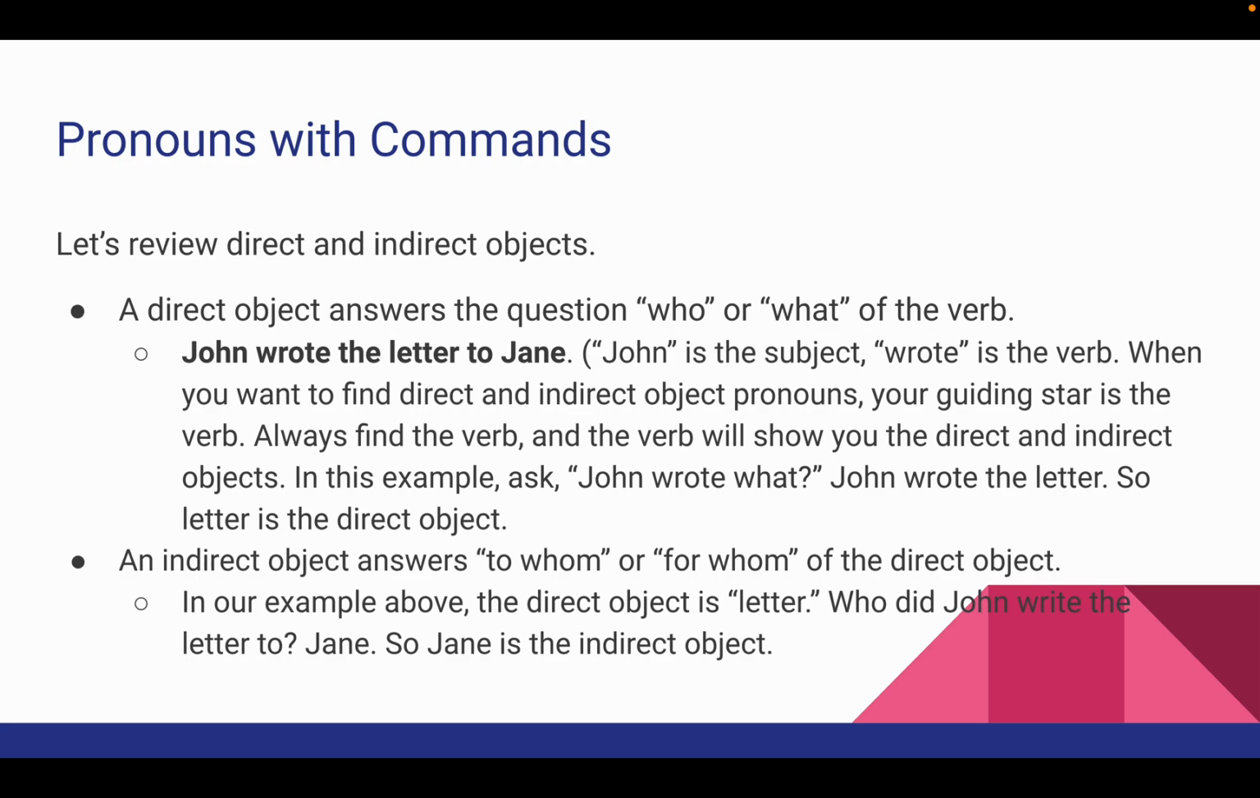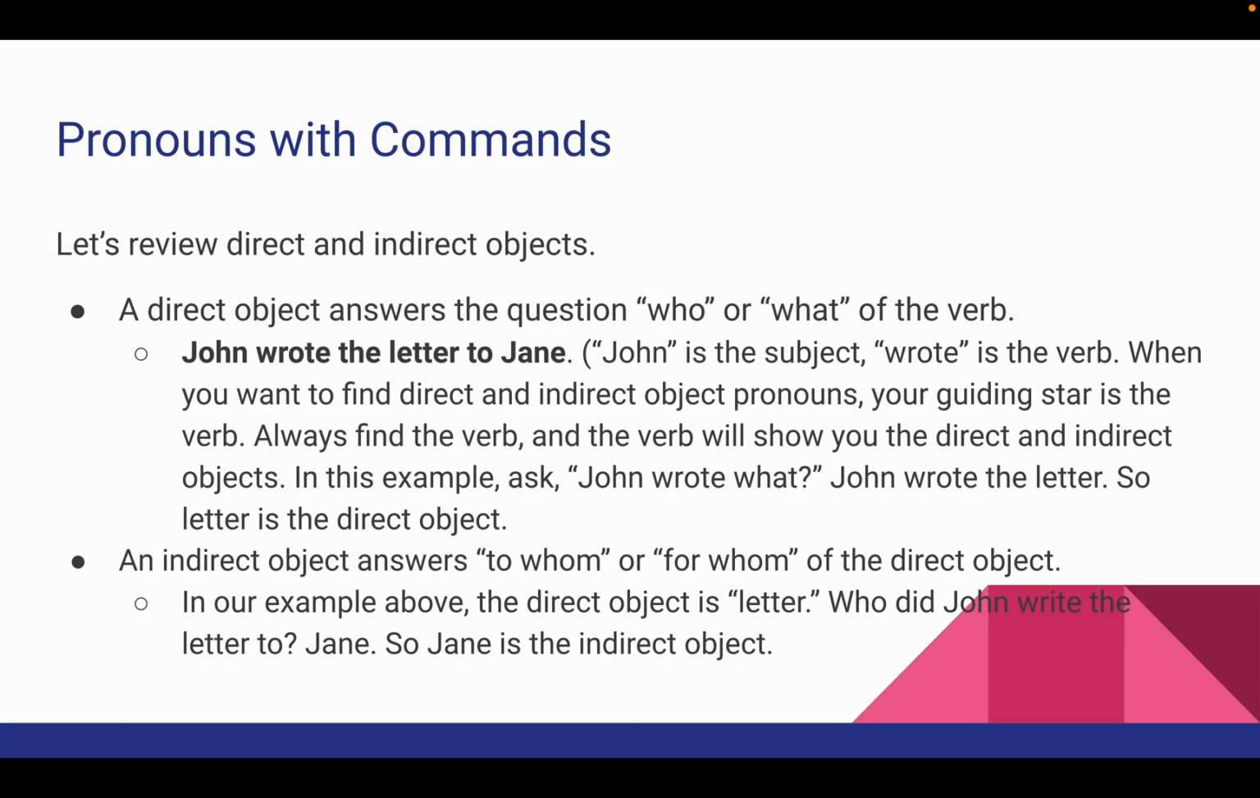So, let's review direct and indirect objects before we get into using them with commands. A direct object answers the question who or what of the verb. So, John wrote the letter to Jane. John is the subject, wrote is the verb. John is the one doing the verb, doing the writing. When you want to find direct and indirect object pronouns, your guiding star is the verb. You must always, always, always find the verb, and the verb will show you the direct and indirect object. So the verb lights your way to finding the direct and indirect object.